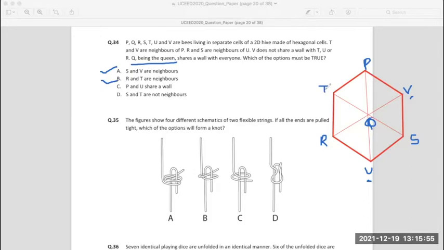P and U share a wall. Do you all agree or not? P and U, do they share a wall or not? No, ma'am, they don't, because there's a queen bee who sits in between, with whom they share a wall. S and T are not neighbors, which is also true. So options A, B, and D are the correct ones for this answer. Is this clear? Yes, ma'am.